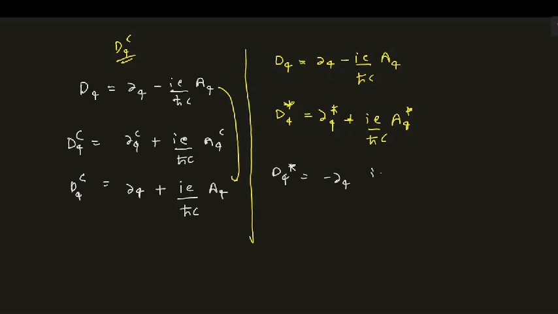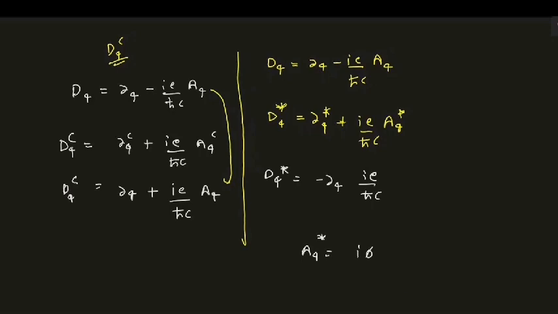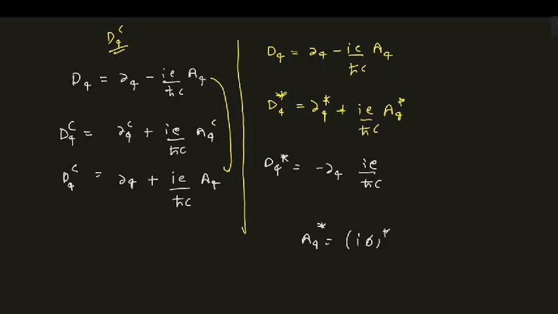With this you have ie by ħc. Now see A4 star, as I told you, A4 is i φ, and A4 complex conjugated will be what? It will be minus of i φ, or you can write it as minus of A4. Fine. So let me substitute this thing also. So you will have ∂4 minus of A4. Fine. Now if you take the minus common, you will get D4 star is equal to minus of ∂4 plus of ie by ħc times A4. Fine.